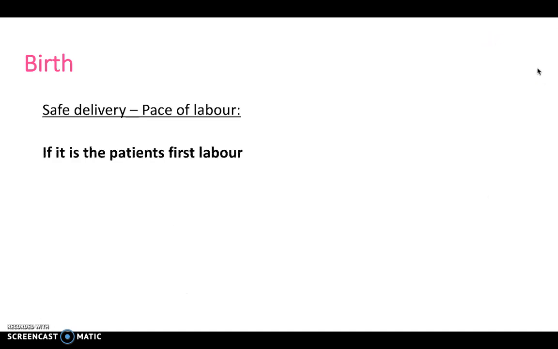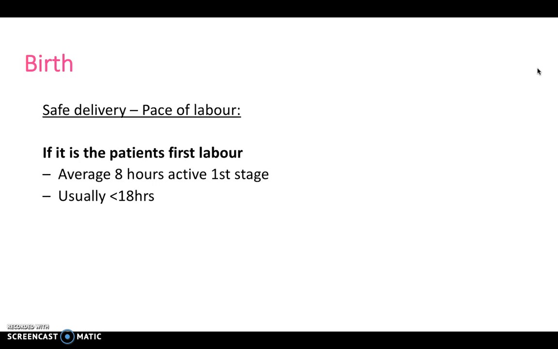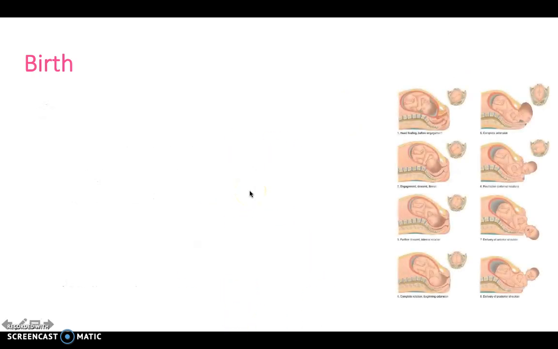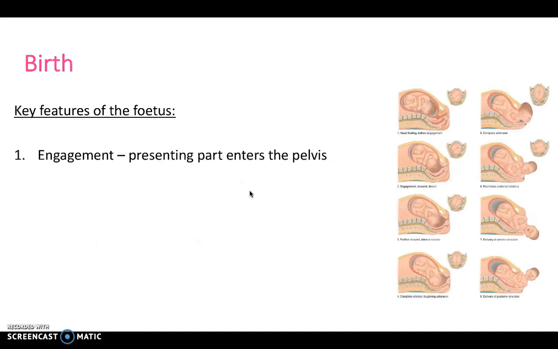In order to deliver the baby safely, the pace of labour must be correct. So this may be the patient's first labour, and in which case it normally takes an average of 8 hours in the active first stage, but overall just under 18 hours is normal. If it's a subsequent labour, a 5-hour active first stage, and usually under 12 hours is normal. Having said that, there's great variety between individuals and some people take much longer than others, regardless of what pregnancy it is. But the general rule of thumb is that subsequent labour should take less time than the first labour.